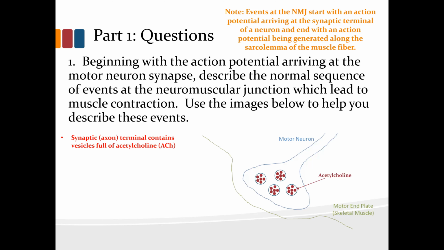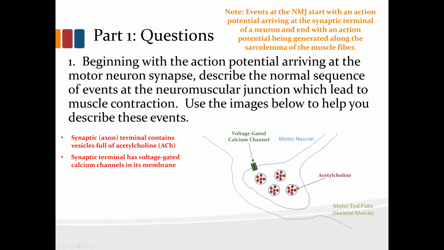So let's set up what actually is taking place here at the neuromuscular junction. So first we're looking at the synaptic terminal of our motor neuron shown in blue. And remember, there's a thin synaptic cleft separating the motor neuron from the muscle itself. And the area of the skeletal muscle cell that the neuron is going to talk to is called the motor end plate. So inside the synaptic terminal, we're going to have vesicles full of a neurotransmitter called acetylcholine.